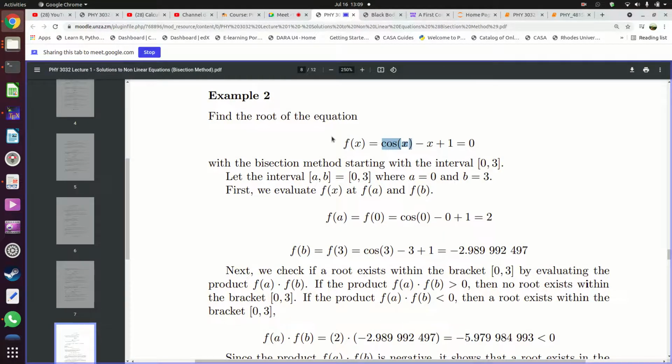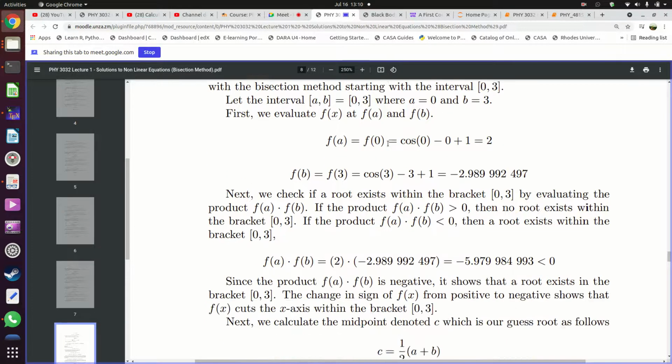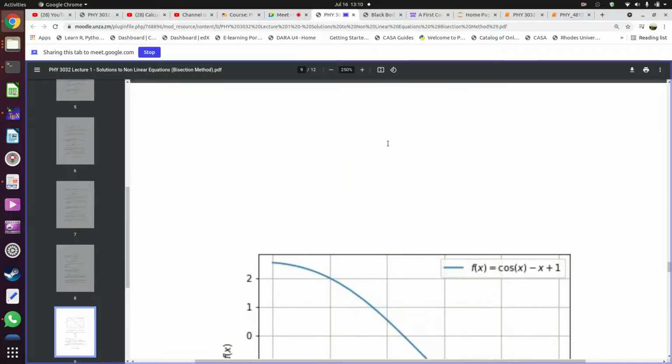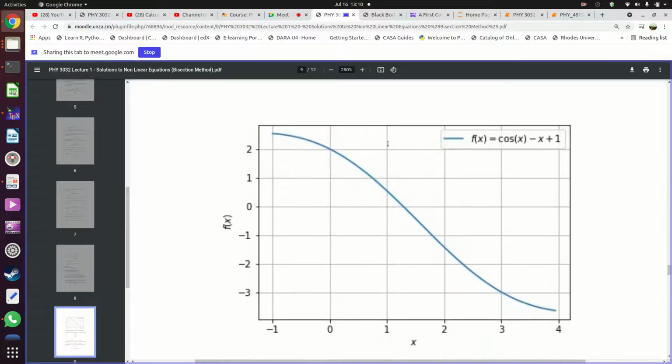So the question reads, find the root of the equation f of x equals cos x minus x plus 1 equals 0, with the bisection method starting with the interval 0 to 3. Okay. And how does our function f of x look in this case? If you go down a bit here in our notes, we are going to find our function f of x equals cos x minus x plus 1.